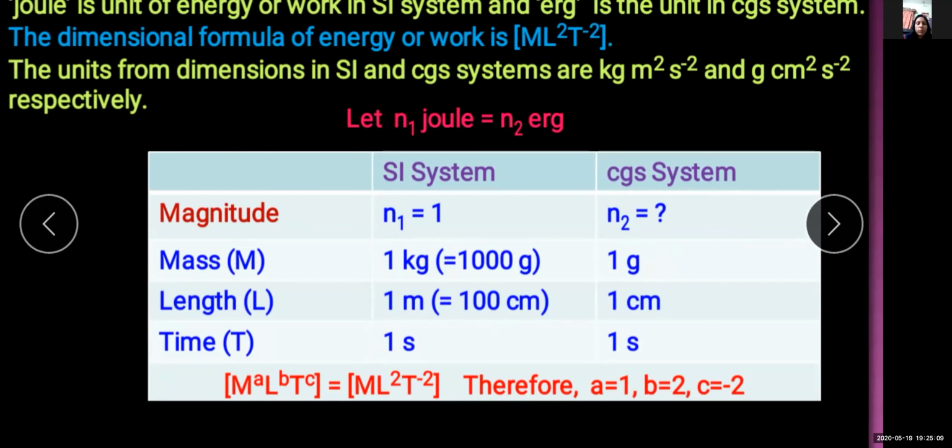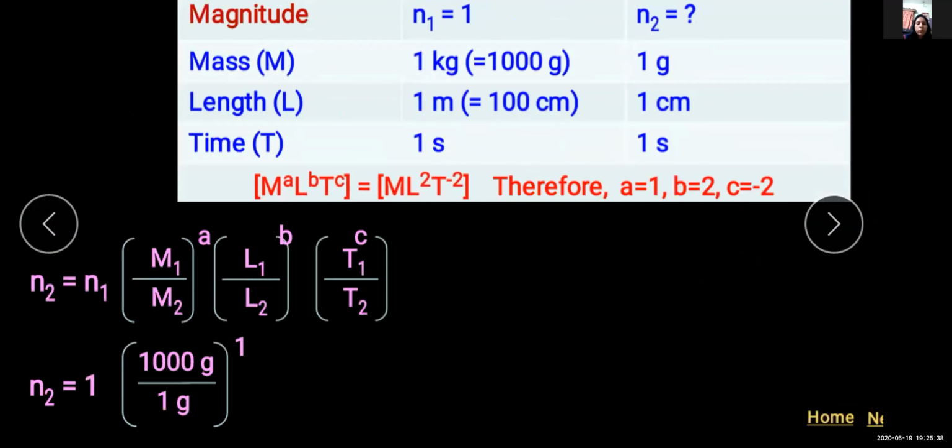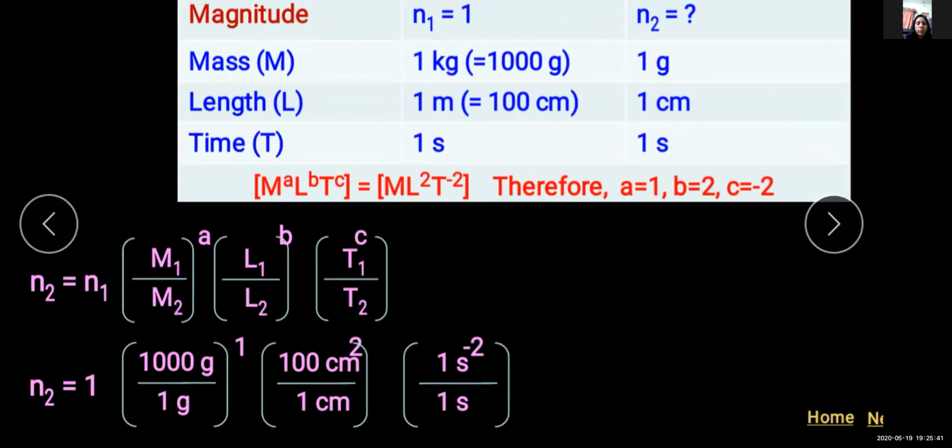Apply the formula: n2 equal to n1 [M1/M2]^a [L1/L2]^b [T1/T2]^c. Now put these values. n2 equal to n1, which is 1, times M1 which is 1000 gram, since we have to change it into gram, so 1000 gram upon gram raised to power 1.